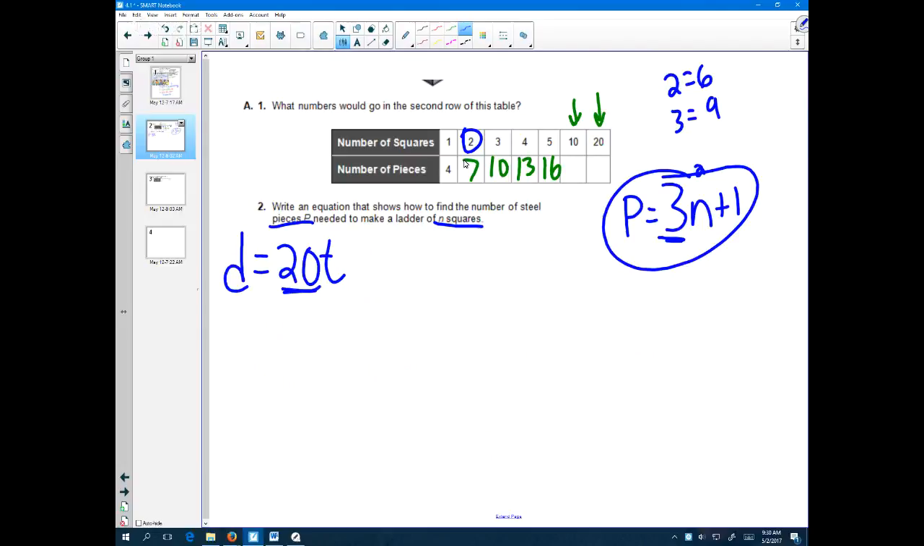Very good. Did that make sense when we went over this one? Always find the rate of change first, and then see if it's add or subtract. So lots of higher numbers, so 3 times. That's not the same.